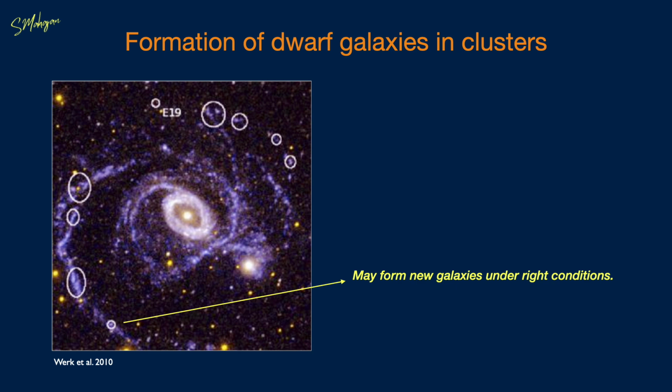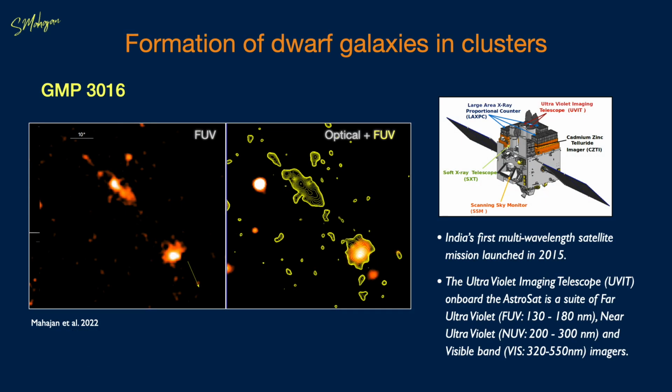Briefly, we discussed that they can form in the gas tails stripped from large galaxies in clusters. And here are some more examples to convince you of that fact. Using far ultraviolet data from the Ultraviolet Imaging Telescope on board the AstroSat satellite mission, we recently discovered many interesting objects in clusters which could potentially be progenitors of dwarf galaxies.